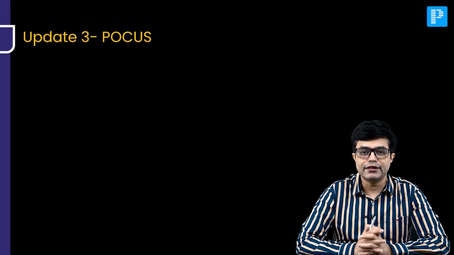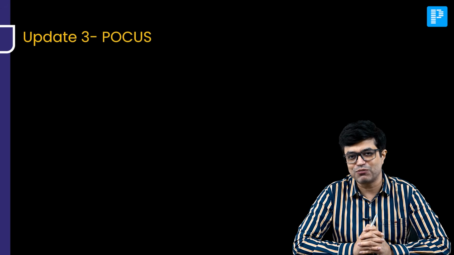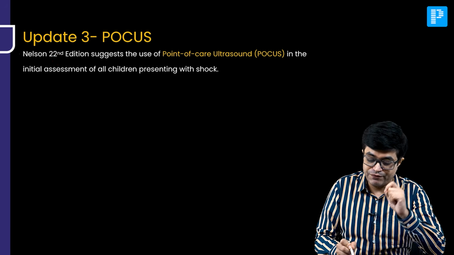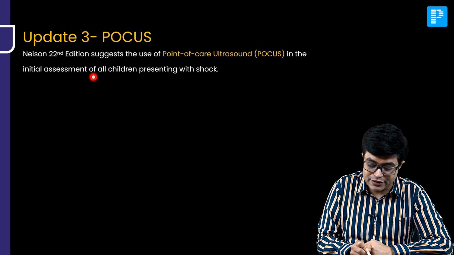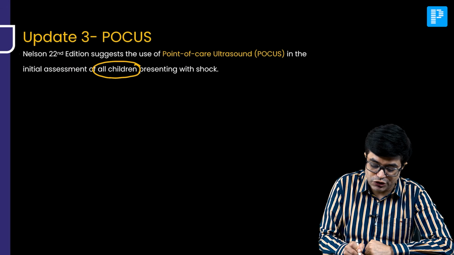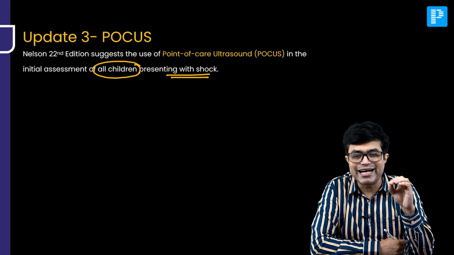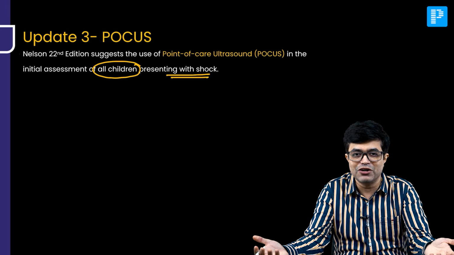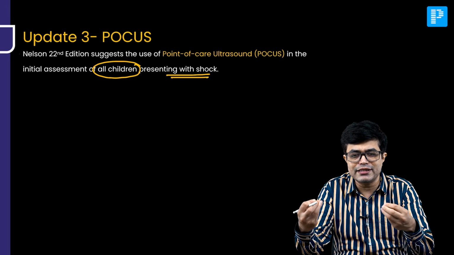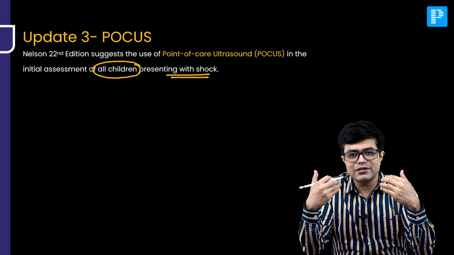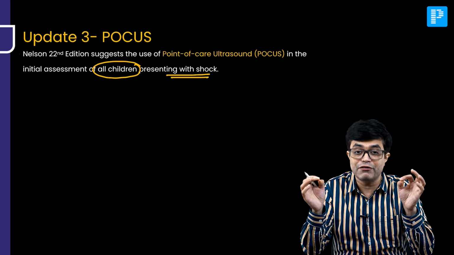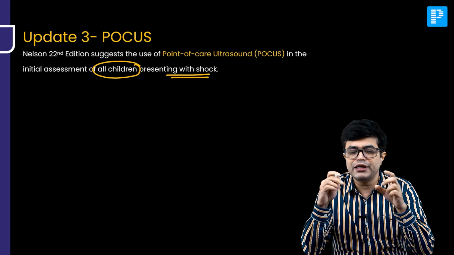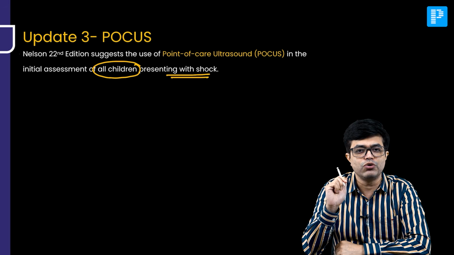The third update is the role of POCUS in septic shock. What is POCUS? Point of care ultrasound. So Nelson 22nd edition suggests the use of point of care ultrasound in the initial assessment of all children presenting with shock. So you have to do point of care bedside ultrasound in all the patients of shock wherever feasible. Obviously, if the radiologist is not available or the treating intensivist does not know how to use it or the ultrasound machine is not working, then obviously you will not use it. But if it is working, it is available, or the pediatric intensivist knows how to use it, it has to be done in the initial assessment according to Nelson wherever possible.